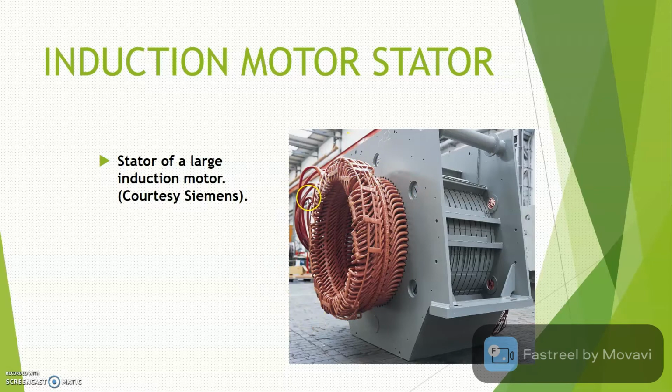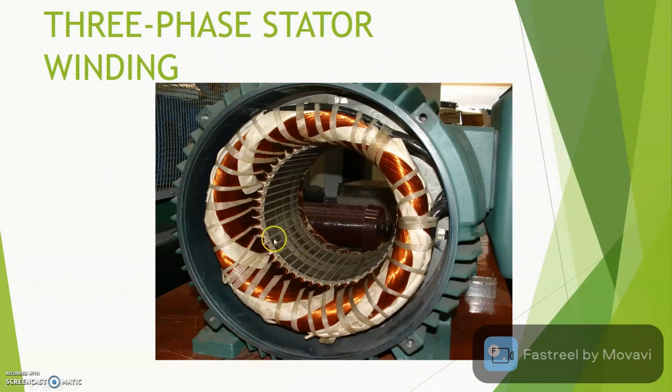This is an example of the stator of a large induction motor, meaning that this is the stator for the three-phase induction motor. This is the stator winding. You can see there is a lot of winding here. This is another type of three-phase stator winding. This is the static part, so usually we just place the rotor into the middle of the stator. This is the example of the three-phase stator winding that we use in industry.